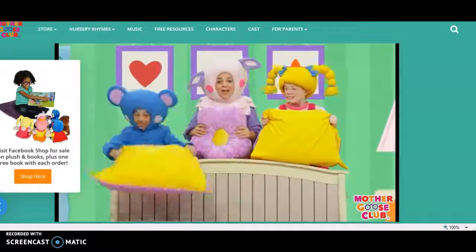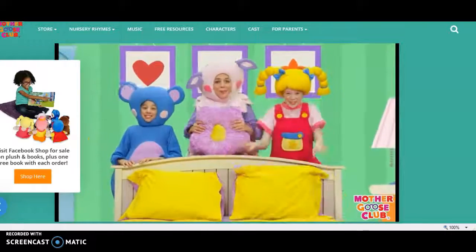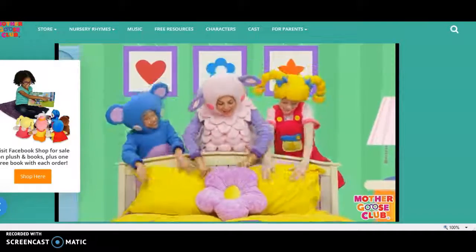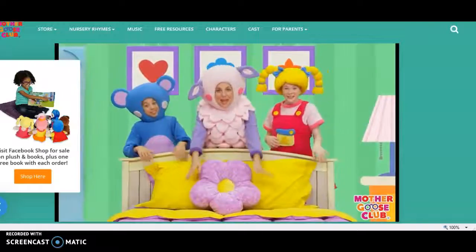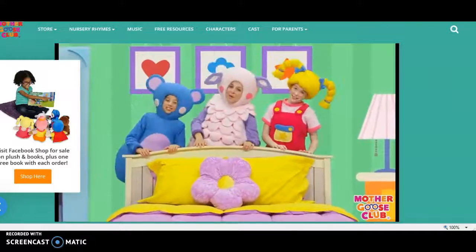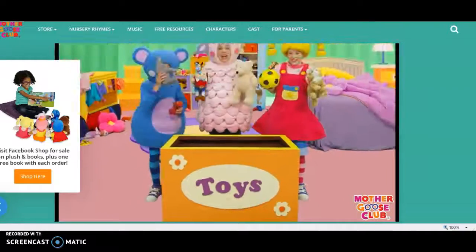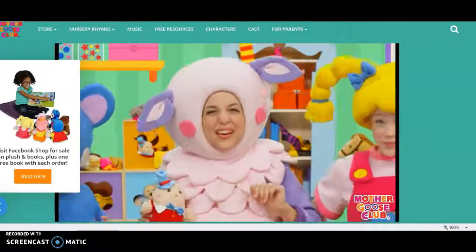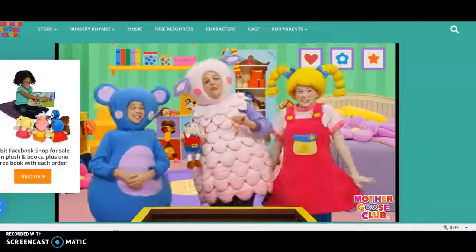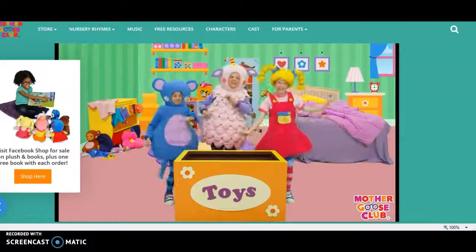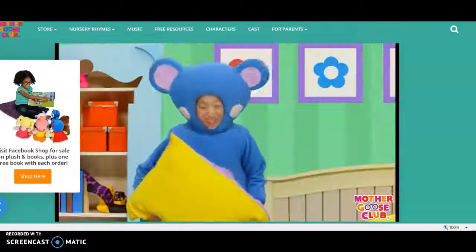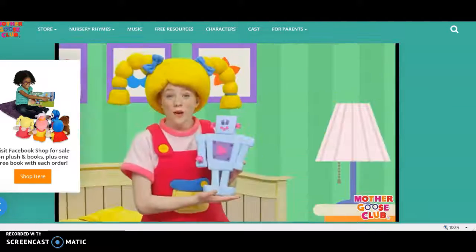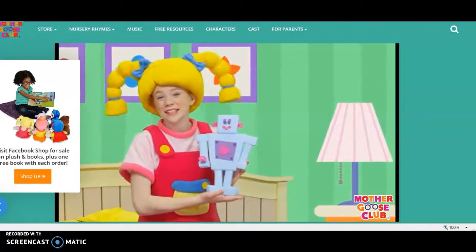This is the way we make our bed, make our bed, make our bed. This is the way we make our bed so early Tuesday morning. This is the way we pick up our toys, pick up our toys, pick up our toys. This is the way we pick up our toys so early Wednesday morning. We make our bed on Tuesday, we pick up our toys on Wednesday.